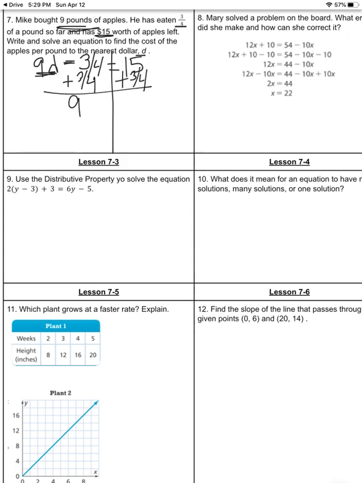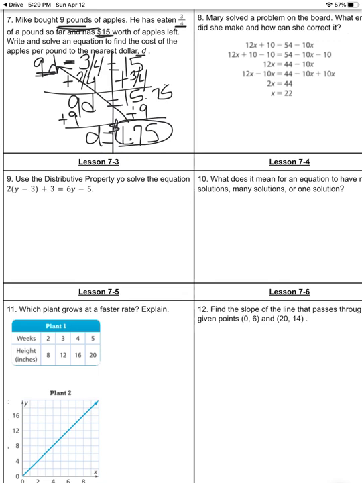Then you end up with 9D equals 15.75. We know 3/4 is 0.75. Divide by 9 on each side. And D is then equal to $1.75 per pound. So if I went back and I take $1.75 and substituted it in for D, you would get 9 times $1.75 is $15.75 minus the 3/4, the 75 cents, which is $15.